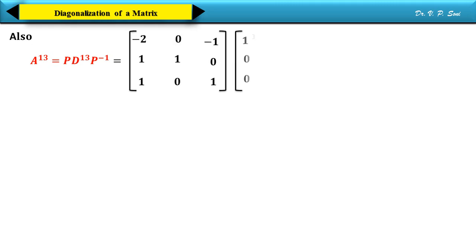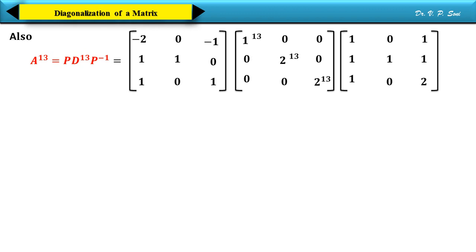Also A raised to 13 equal to P D raised to 13 into P inverse equal to matrix P into D raised to 13, means diagonal matrix 1 raised to 13, 2 raised to 13, 2 raised to 13, into matrix P inverse.